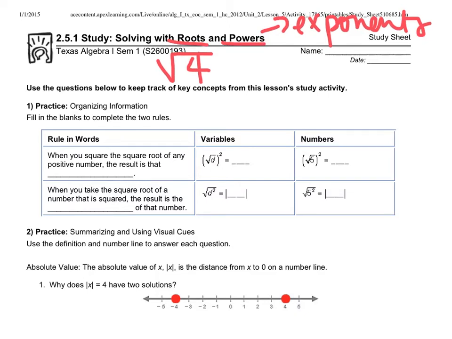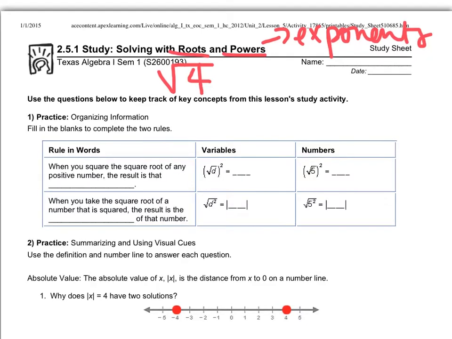So we have a rule that says when you square the square root of any positive number, the result is that positive number. And the second rule says when you take the square root of a number that is squared, the result is the absolute value of that number. So let's talk about what this means.